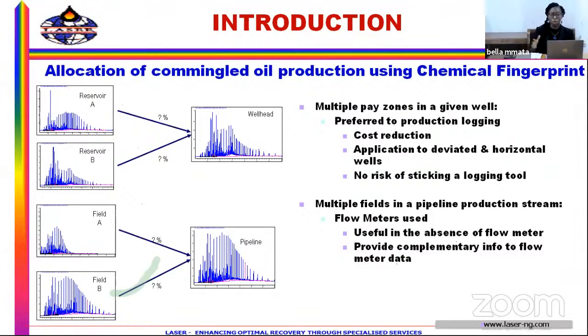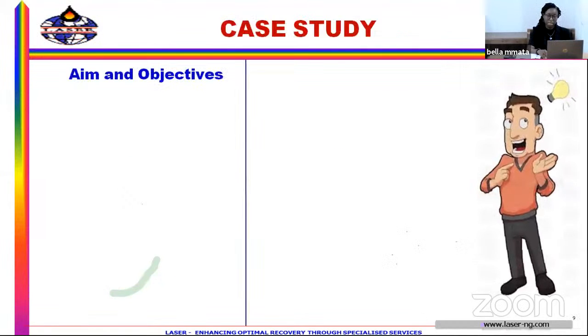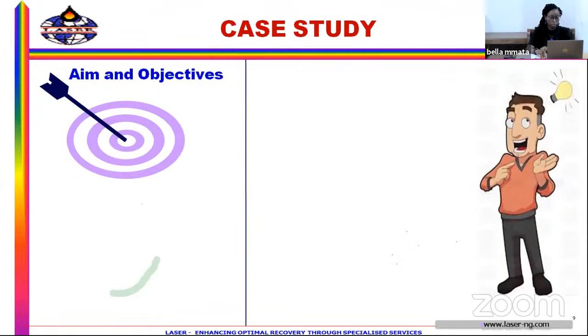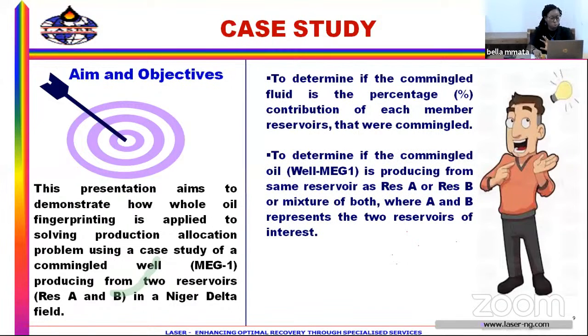And then in instances or in places where flow meters cannot be used, chemical fingerprinting can quickly be used for estimating this production. So we're going to be considering a case study which was carried out in the laboratory. The aim of this study was to demonstrate how whole oil fingerprint is applied to solve production allocation problem.